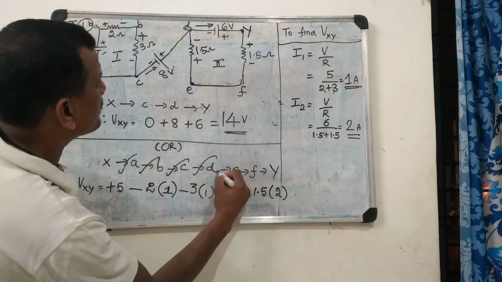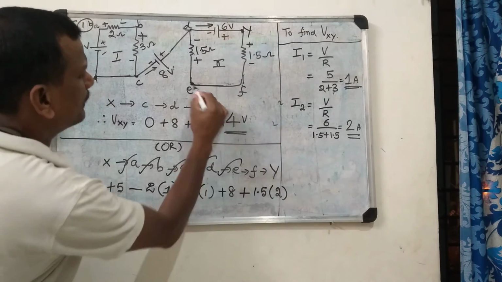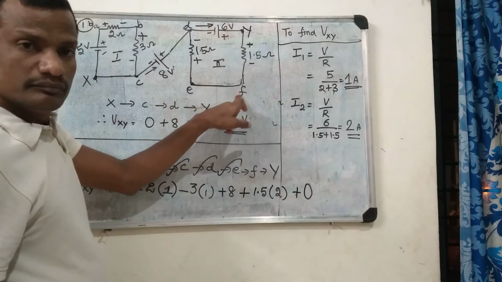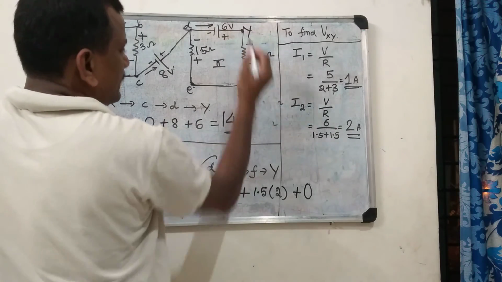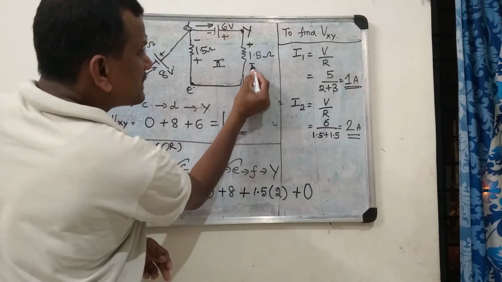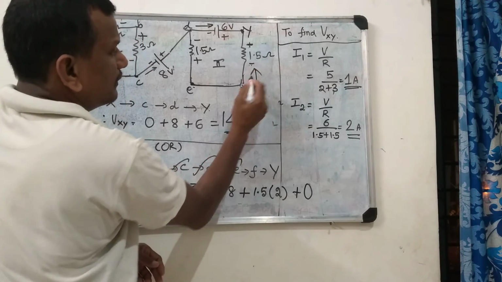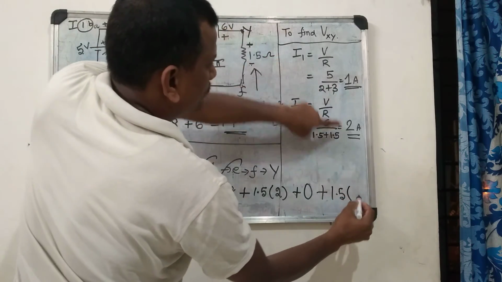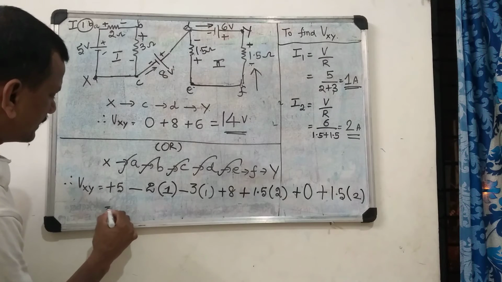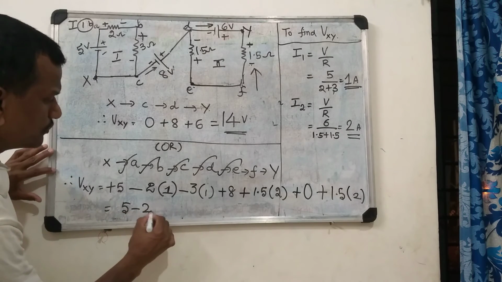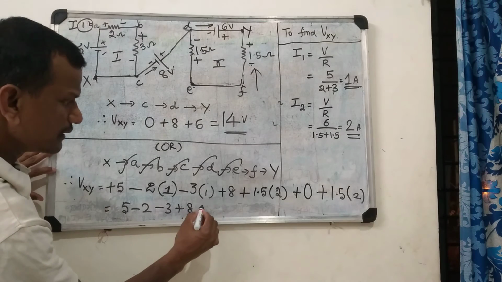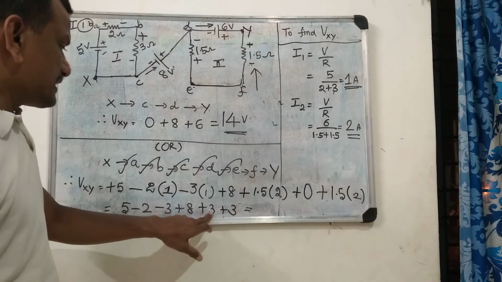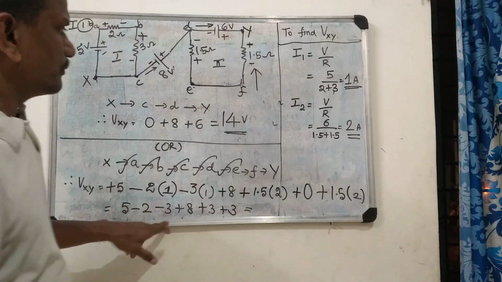You have reached here. D to E is over. What is E to F? E to F, no resistance, so therefore plus 0. Then this is over. F to Y. F to Y, you are touching negative first, so that will be positive 1.5 into 2. Reducing everything, 5 minus 2 minus 3 plus 8 plus 3 plus 3. So adding together, 6, 14, 19, 19 minus 5, 14.